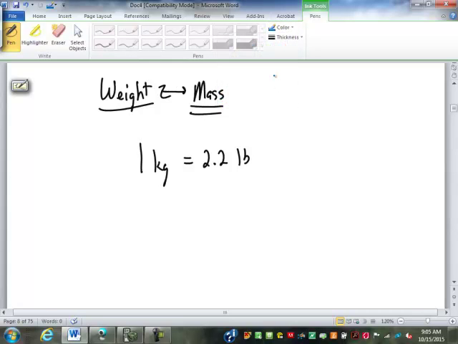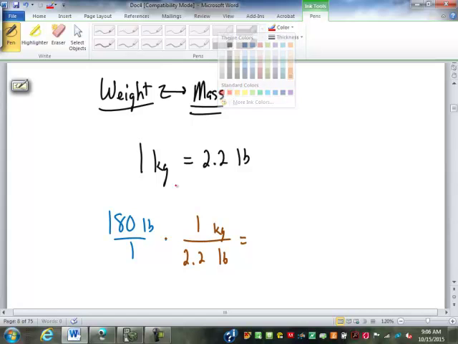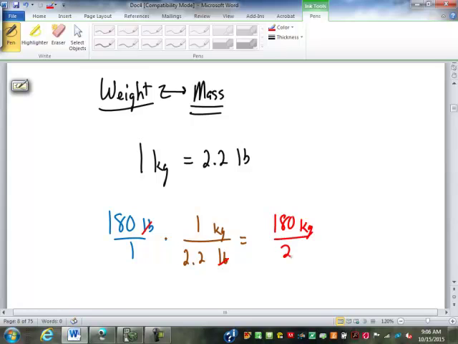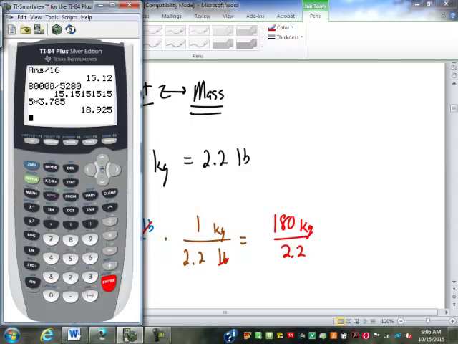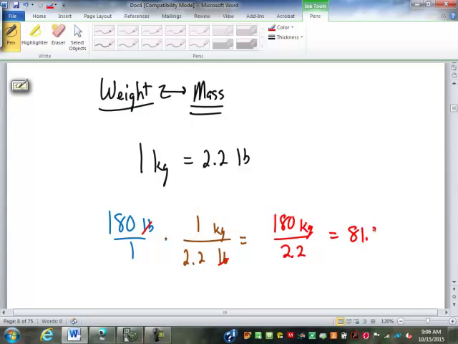So let's say we have a person who weighs 180 pounds. We want to know how much they are in kilograms. So pounds on bottom, kilograms on top. 1 kilogram is 2.2 pounds. So the pounds cross cancel. This is 180 kilograms over 2.2. So we got to divide. 180 divided by 2.2 gives us 81.82 kilograms.